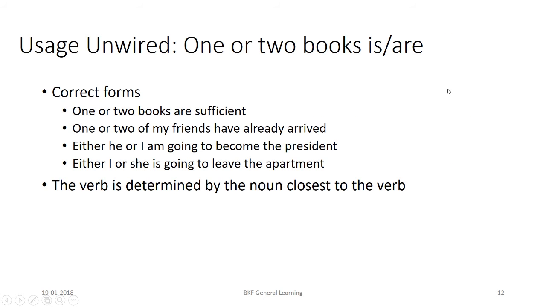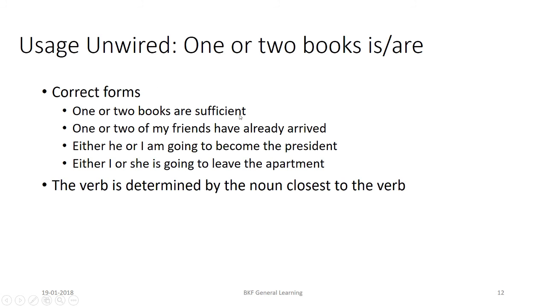Okay, now one usage. Which one of these is correct? One or two books is, or one or two books are? The correct forms are: one or two books are sufficient. One or two of my friends have already arrived. Either he or I am going to become the president, or either I or she is going to become the president. So the verb is always going to be determined by the noun which is closest to the verb.